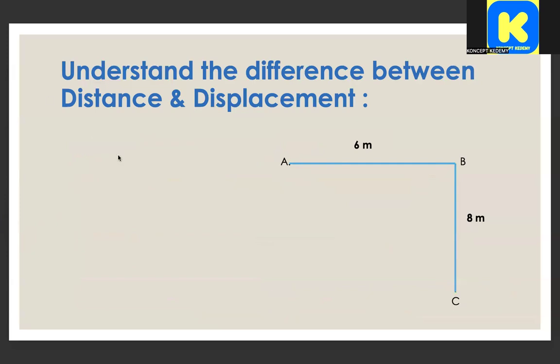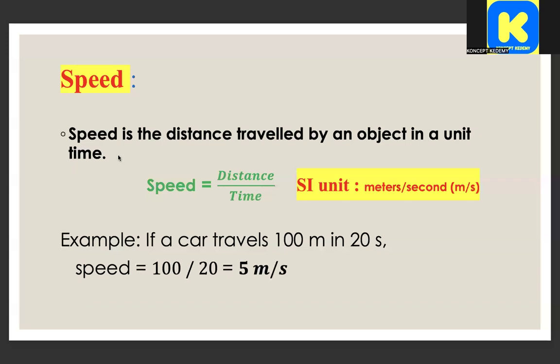Next point is speed. So what is speed? Now we have covered distance and displacement, so now we are going to learn about speed and velocity. So what is speed? Speed is the distance traveled by an object in a unit time.